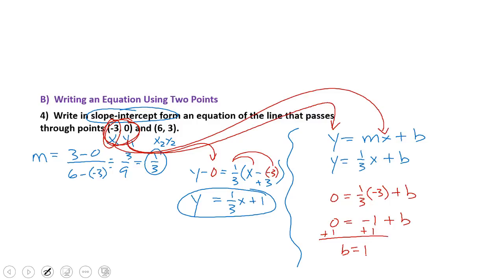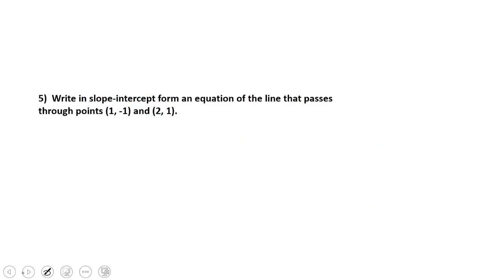So now I know my slope, 1/3. I know my intercept, 1. I can use that to write y equals 1/3 x plus 1. A lot of information being sent your way. We're going to do it again. And of course, we're going to do it in class, and we're going to talk about it more. One more time.